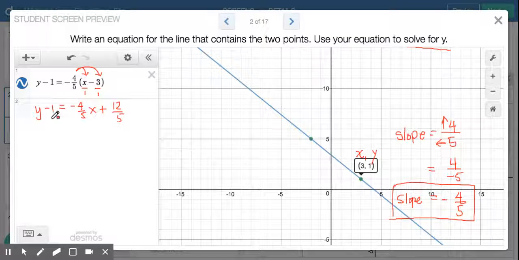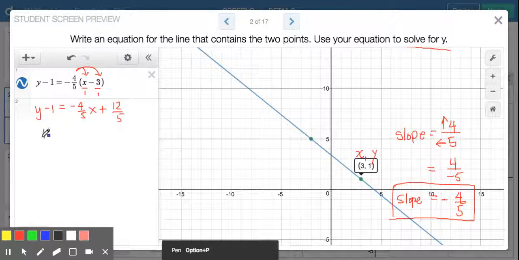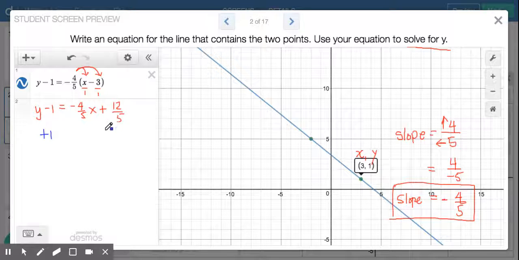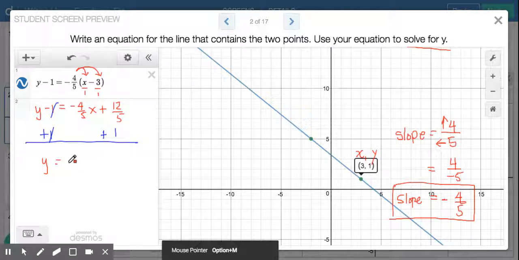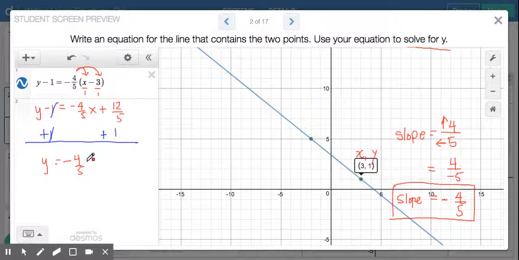Now we want y alone, but here we have minus 1. So what we're going to do is add 1 to both sides. So therefore, this is going to be y equals negative 4 over 5x plus 12 over 5 plus 1. We can put 1 over 1.